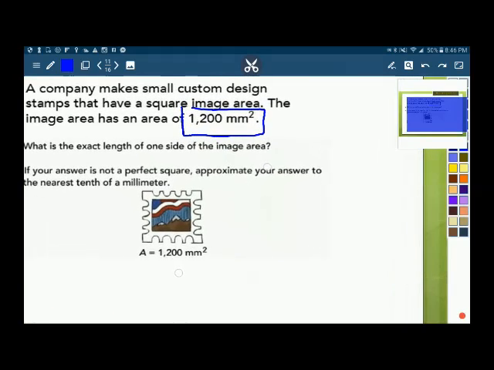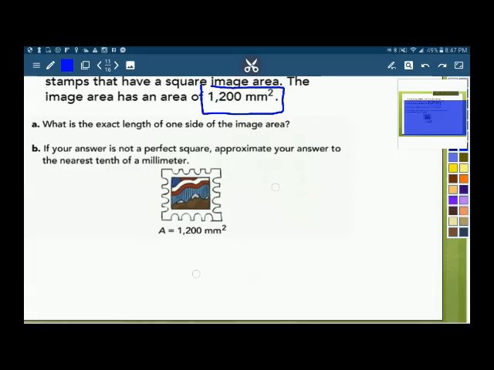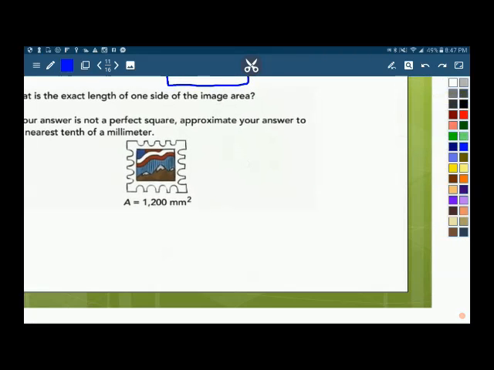We want to know what is the exact length of one side of the image area, and if your answer is not a perfect square, approximate your answer to the nearest tenth of a millimeter. Okay, so let's think about what the area of a square is. We actually talked about this in the previous lesson. Okay, area, as we probably remember it, is base times height.